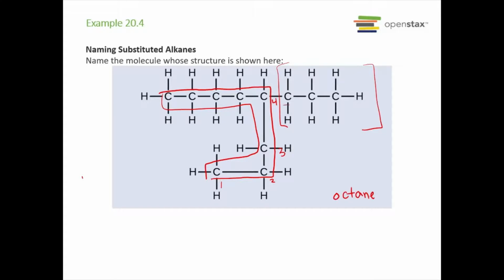The group coming off of it has 3 carbons in a straight chain. It would normally be propane if it was an alkane. It's an alkyl, it's propyl. So this is propyl, and this is 4-propyl octane, since it's on carbon 4.